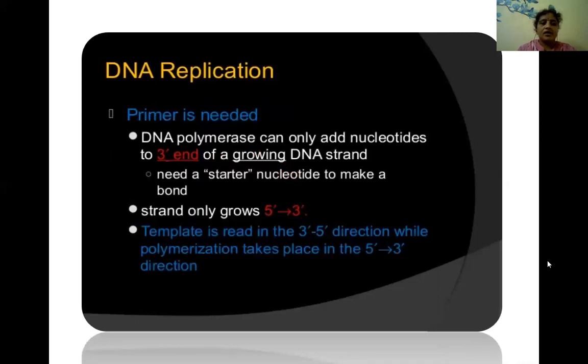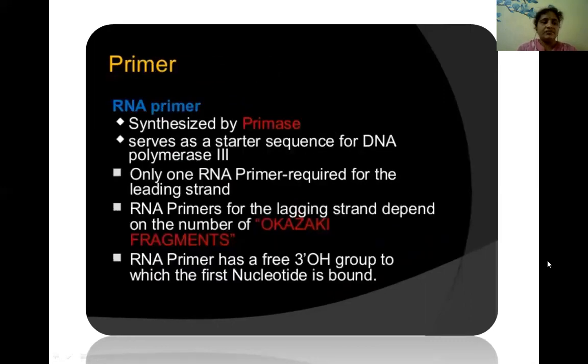Next, a primer is needed for this DNA replication. DNA polymerase can only add nucleotides to the 3' end of a growing DNA strand. This is very important for DNA replication, which acts as a starter. Next, the strand only grows 5' to the 3'. The template is read in the 3' to 5' direction, while polymerization takes place in the 5' to 3' direction.